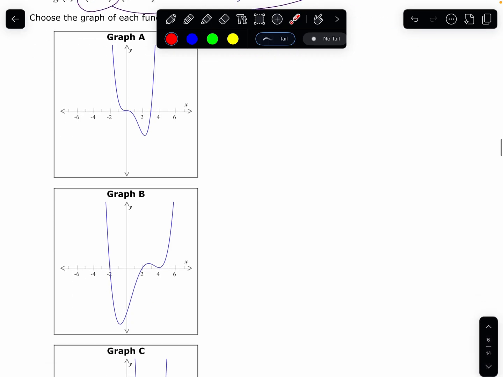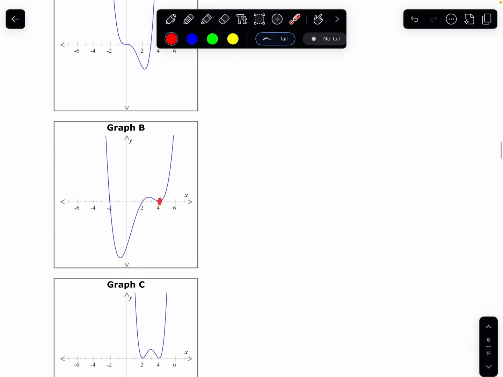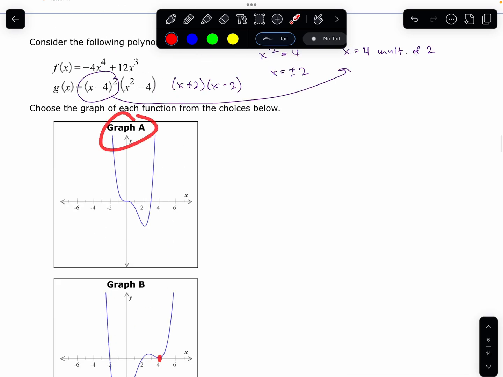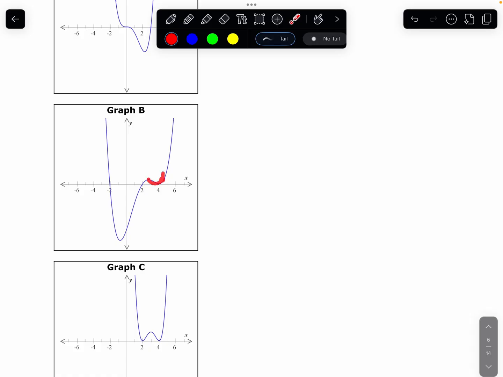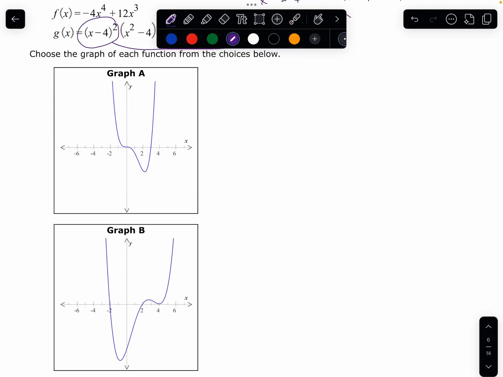So let's see if we have anything like that. We have these two graphs right here. This one doesn't even have an intercept at 4, so it can't be this one. Both of these graphs, B and C, show a bounce or a touch at 4. This one has an x-intercept at 2 and -2. This one doesn't have an x-intercept at -2, but it should have one at both. And so in that case, this B has got to be g of x.